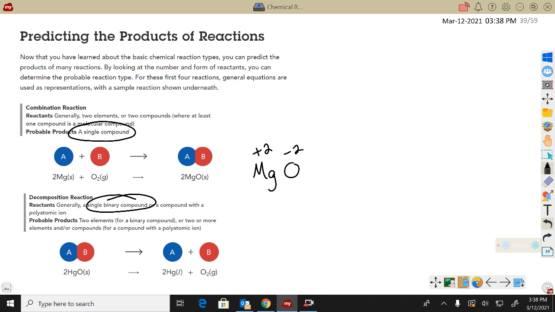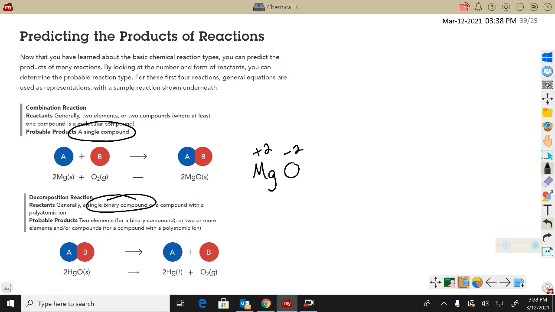Now it also could be a big compound that breaks apart to form lots of little compounds. But again, sometimes that's a little harder to predict, and we would save that for a second-year course. So we'll focus on combination and decomposition reactions that involve elements, either elements joining to form a compound or a compound that's breaking apart into its elements.